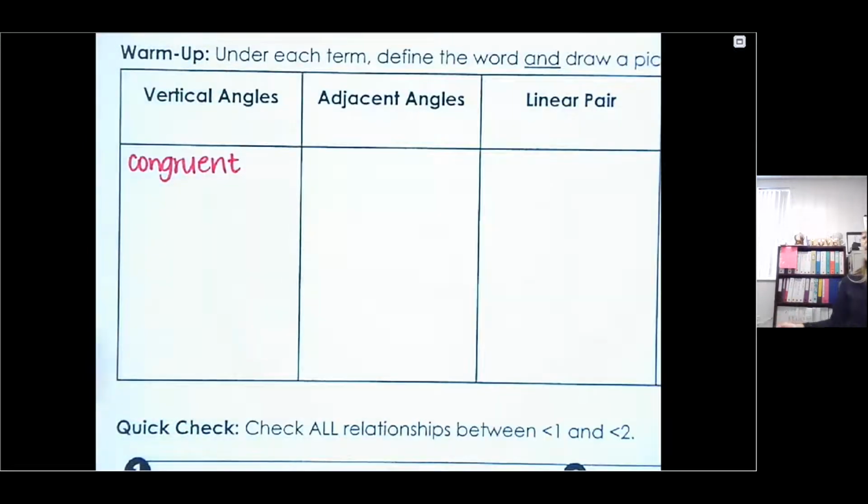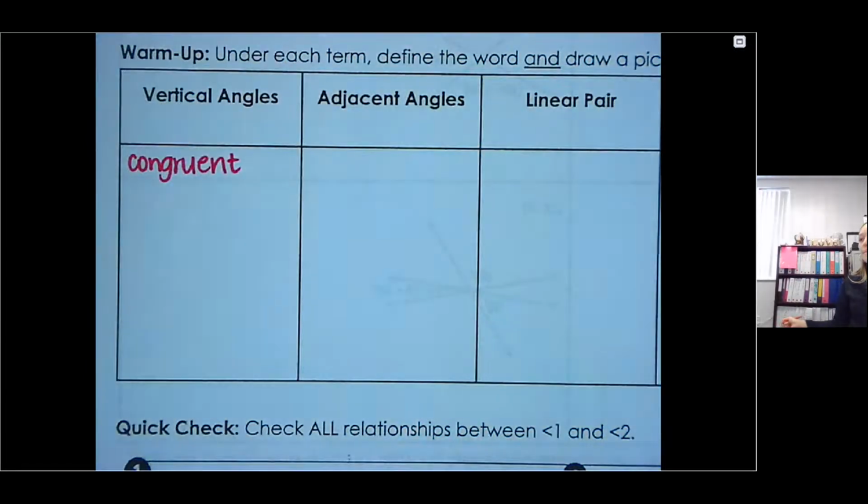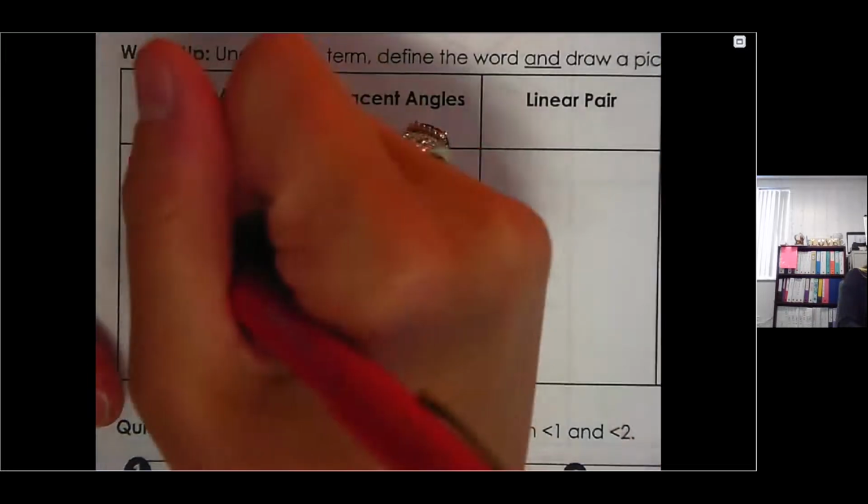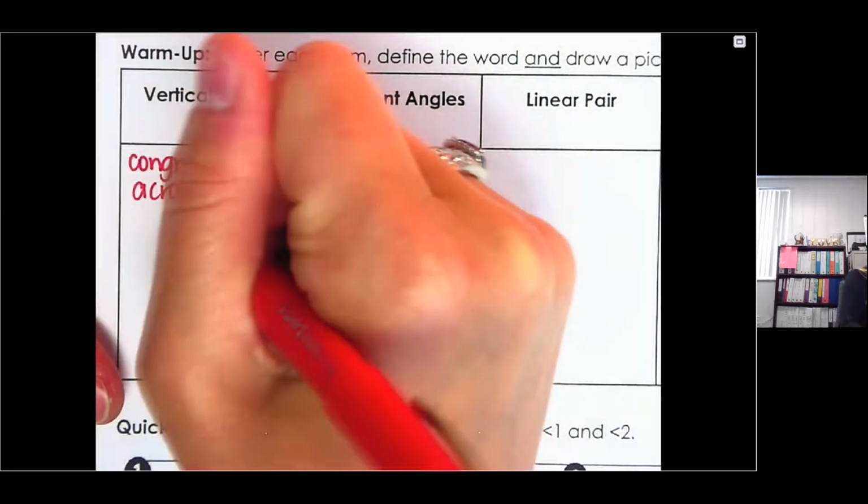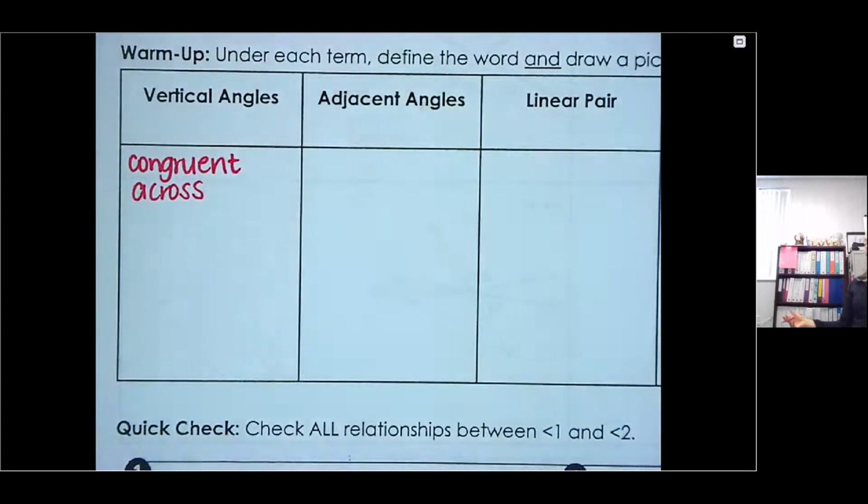Okay, same size and shape. And what else do you know about them? Yeah, they're across from each other. Exactly. So I'm just going to put across. But congruent, and essentially they are across from each other.